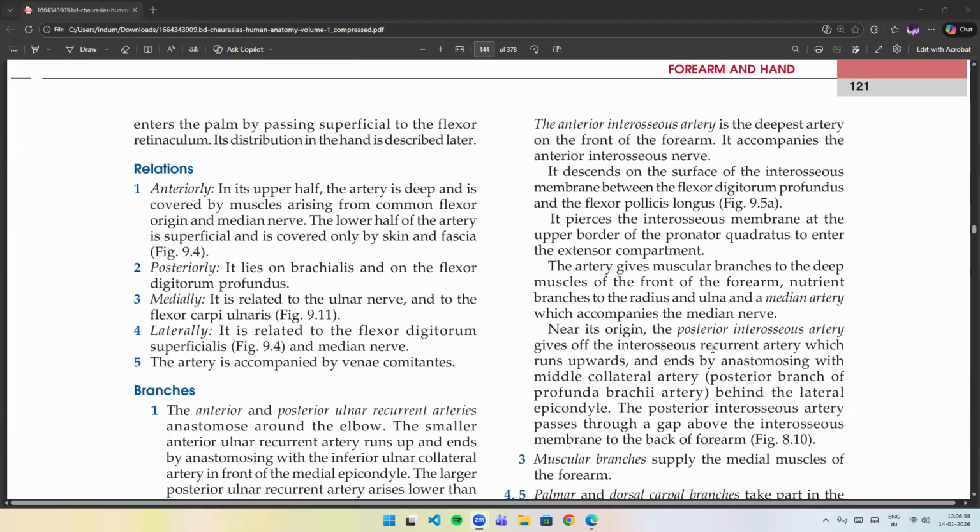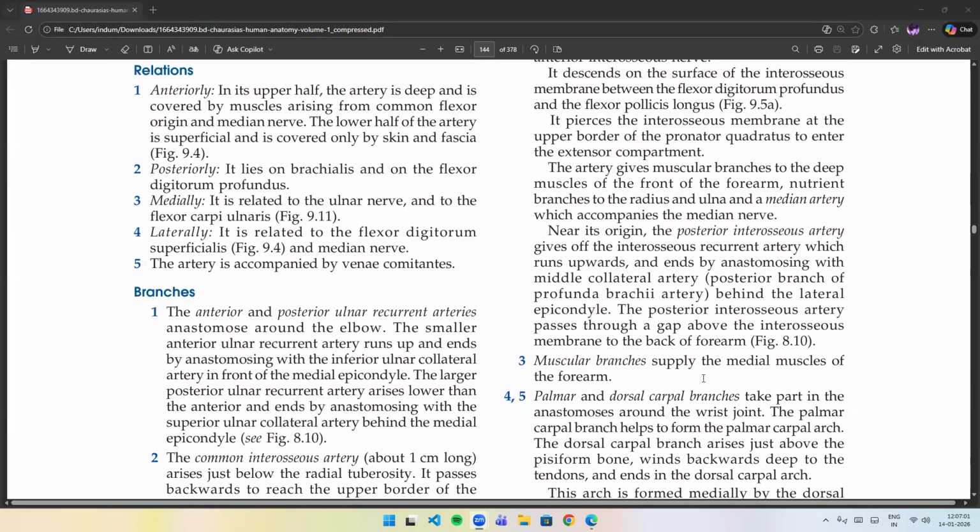Near its origin, the posterior interosseous artery gives off the interosseous recurrent artery, which runs upwards and ends by anastomosing with the middle collateral artery, posterior branch of profunda brachii artery, behind the lateral epicondyle. The posterior interosseous artery passes through a gap above the interosseous membrane to the back of the forearm.